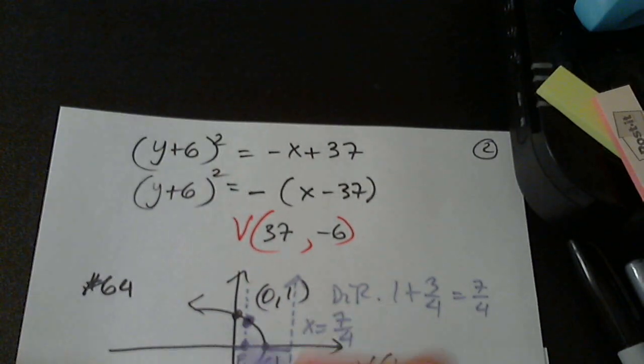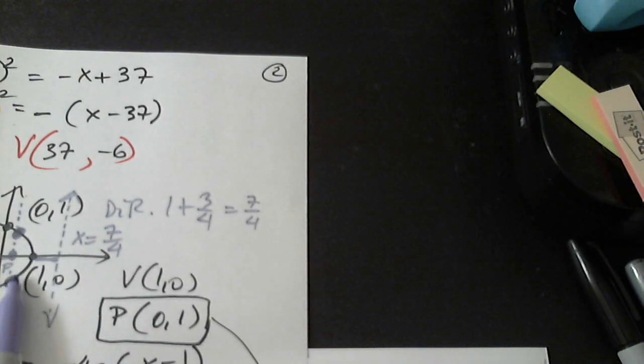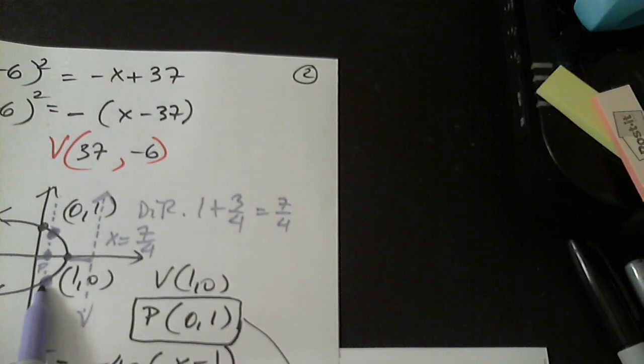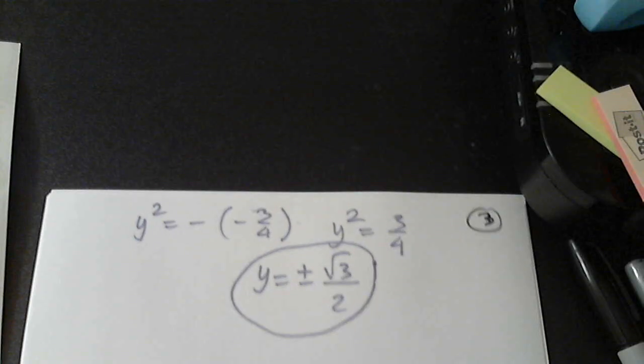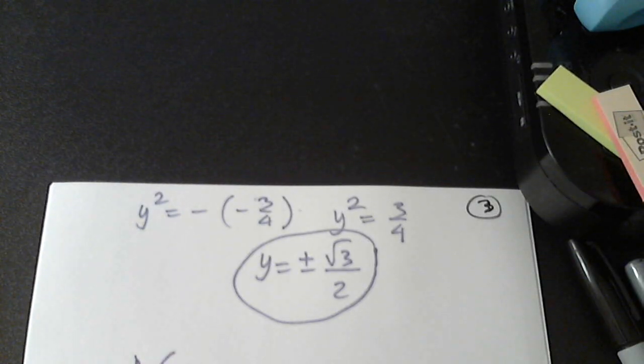Which means this point up here and this point down here. The top one will be 1/4, comma, the square root of 3 over 2. The bottom one will be 1/4, comma, negative the square root of 3 over 2. So let me write them here as, let's say, A and B, because I don't have room here. A has coordinates 1/4, comma, the square root of 3 over 2, and B has coordinates 1/4, comma, negative the square root of 3 over 2.